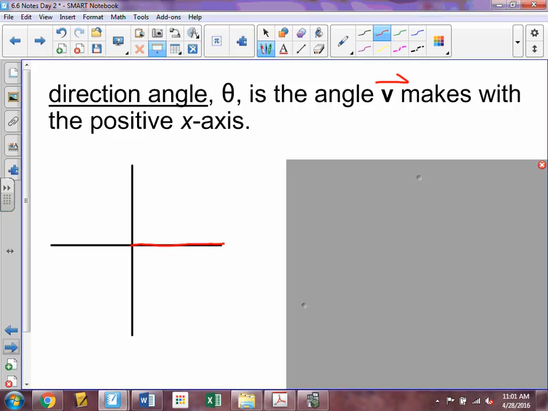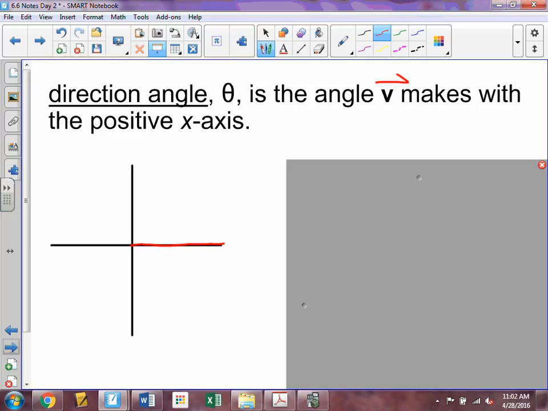Okay. What happens if my vector ends up in the second quadrant? It's going to be between 90 and 180, isn't it? Okay. So do I have to have a vector that's only in quadrant 1 and 2? Could I have a vector in quadrant 3 and 4? I definitely could. If it's in quadrant 3, it's got to be between 180 and 270. And if it's in quadrant 4, it's got to be between 270 and 360 degrees.